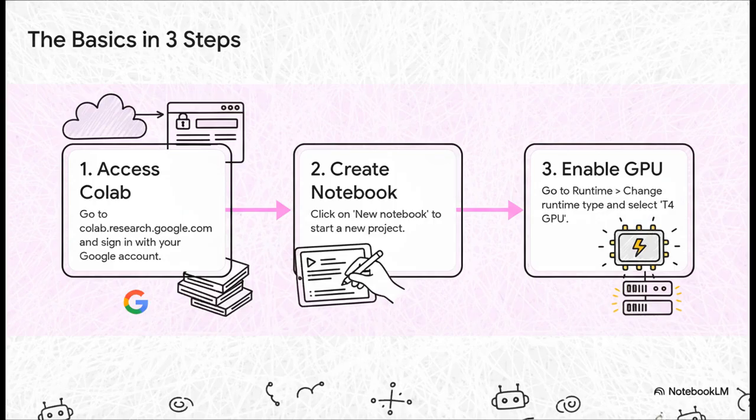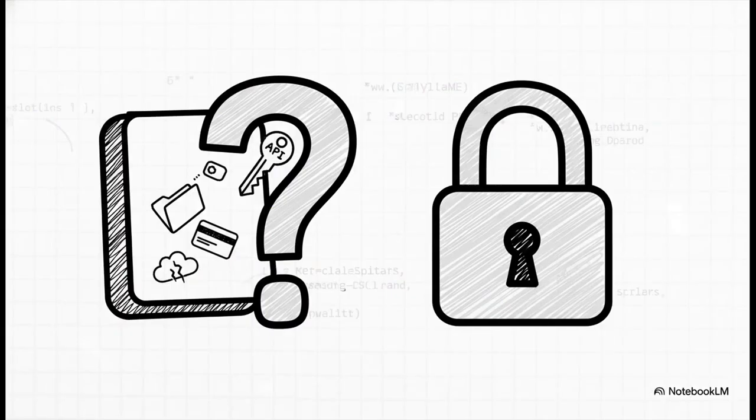You've just accessed high-performance computing with 2 clicks? It's incredible. Now, a really good question you might be asking is, okay, if this is all in the cloud and it's so easy to share, what about security? What happens to my secret API keys? And that's a totally valid concern. But Colab has a really slick feature to handle exactly that.